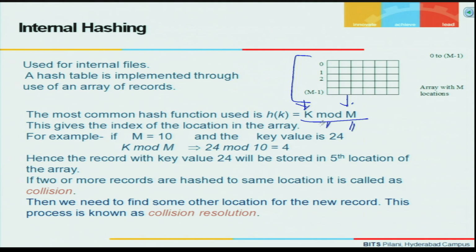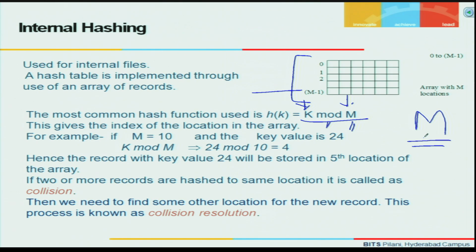And then the modulo division function is used. Given this example, how many locations are there? It is starting from 0 and going up to m minus 1. That means we have m number of locations in the array.